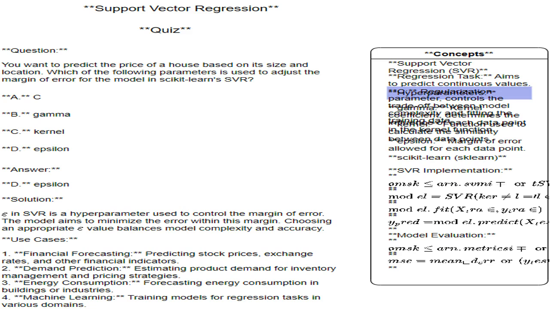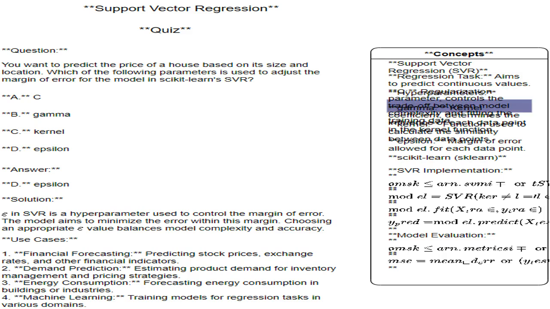Hyperparameters. Hyperparameters in SVR are parameters that control the learning process of the model. They need to be set before training. Some common hyperparameters are C, gamma, kernel, and epsilon.